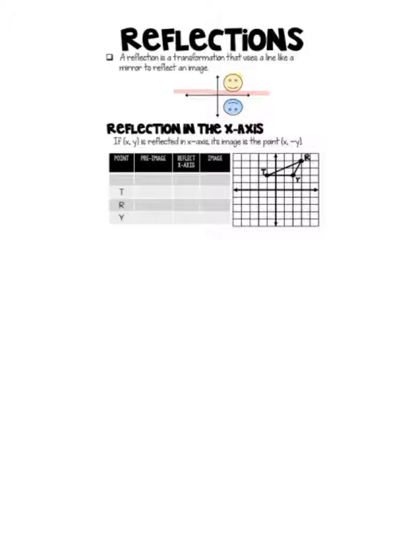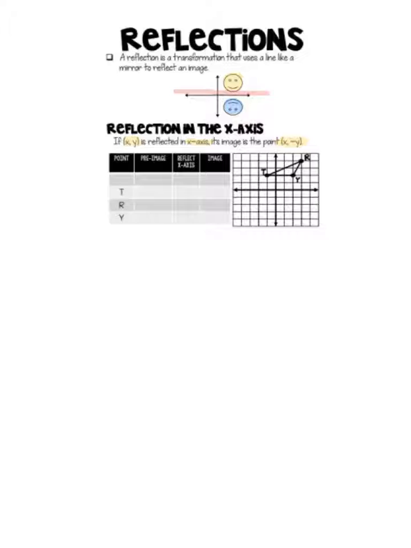Well, if a point is reflected in the x-axis, its image is (x, negative y). So it starts as (x, y), changes to (x, negative y). What this means is that the x value in that coordinate point stays the same, but the y value, you take the opposite sign. Alright, so let's look at our example here.